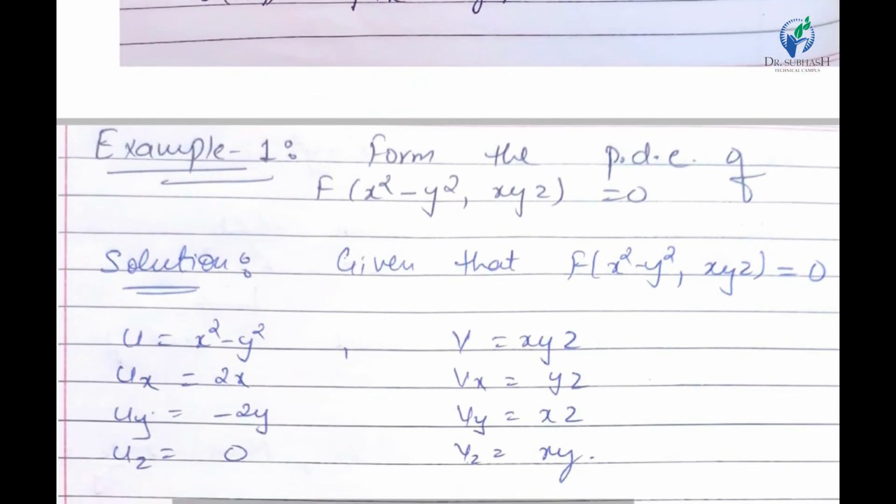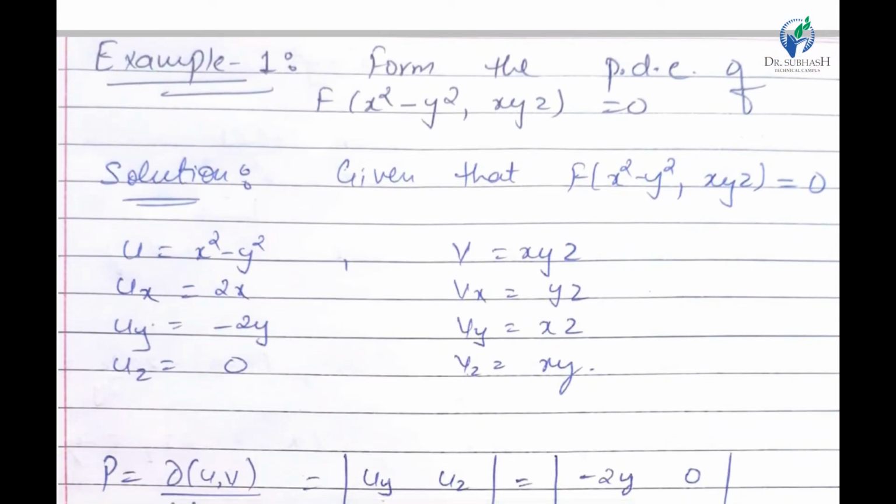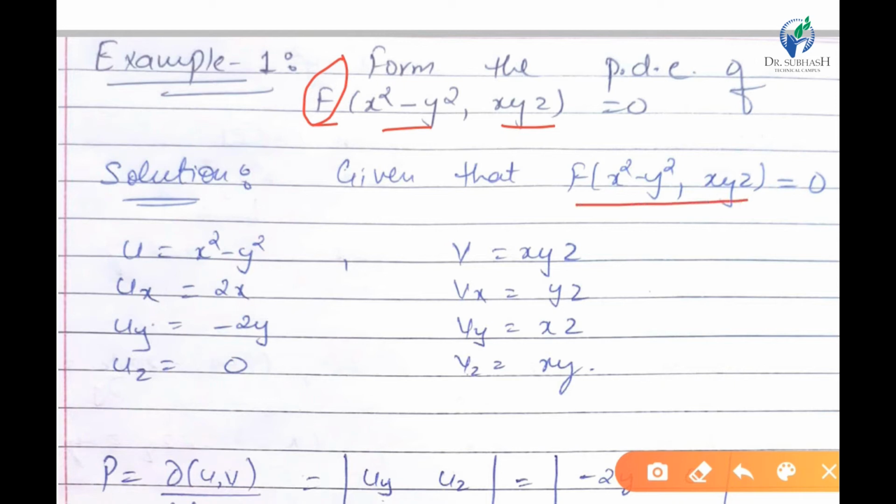Now see, we will solve the equation using these formulas. Form the partial differential equation of f of (x square minus y square, xyz) equal to 0. This is our given equation. What we have to do is remove the arbitrary function, that is, we have to remove this f. Now we are given this as our function.